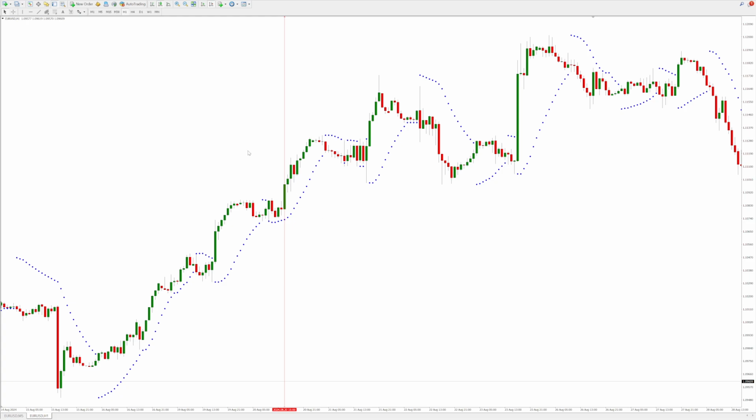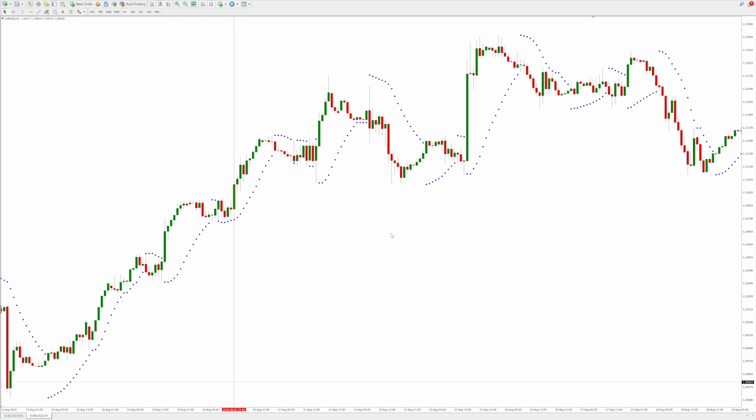This is, as I said, the 1 hour chart. You can use lower chart timeframes if you wish. I just find that these signals tend to be more reliable on the higher chart timeframes, and it also means less time watching the charts.